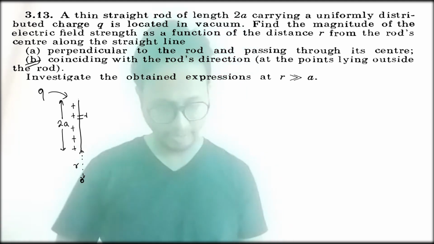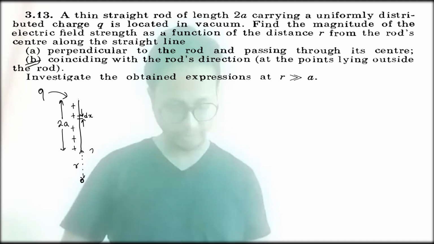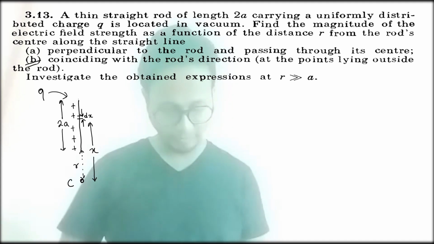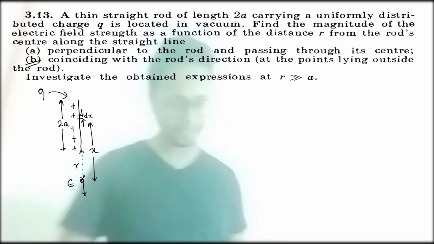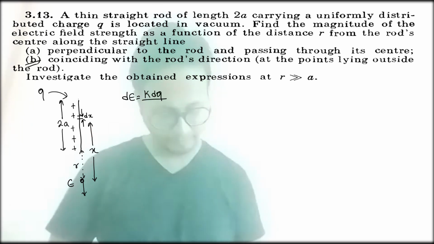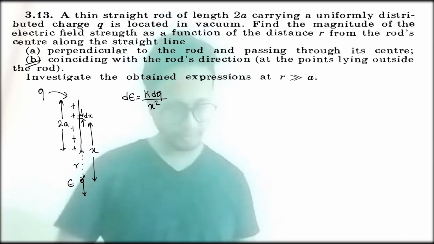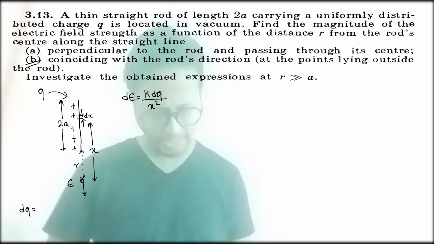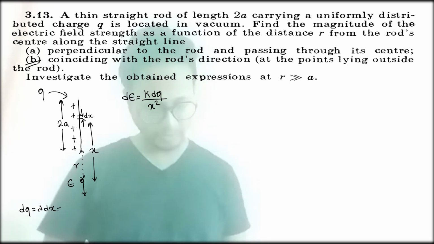Dx amount of length, which is situated x from the point where the electric field is to be found out. By common sense, we can derive that the electric field is in this direction. So dE is equal to k dq by x square, isn't it? What is the value of dq? The value of dq is nothing but lambda into dx, or q by 2a into dx.